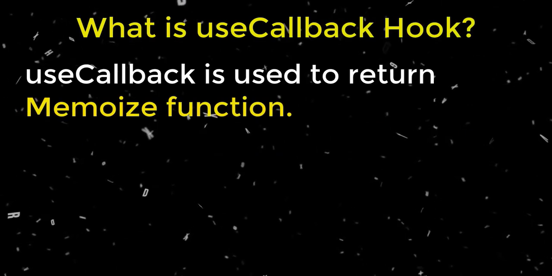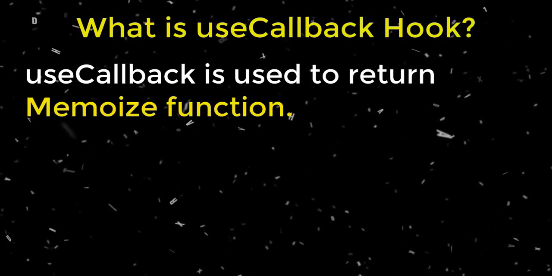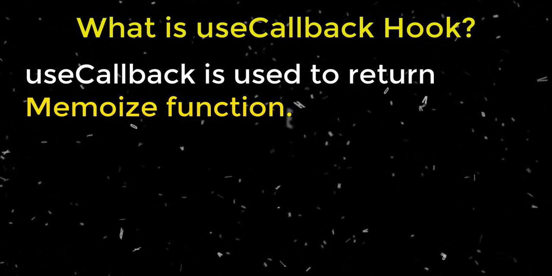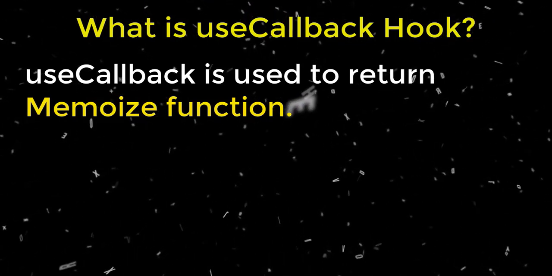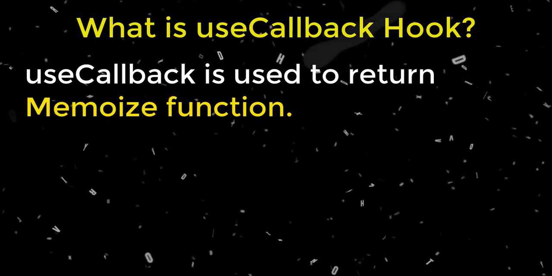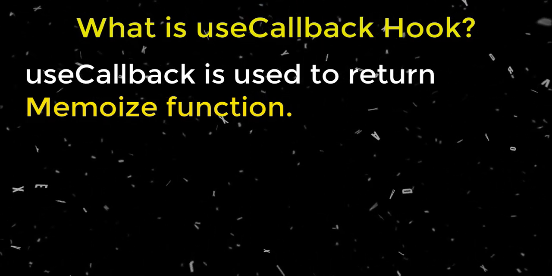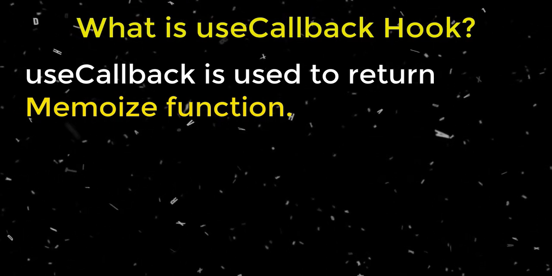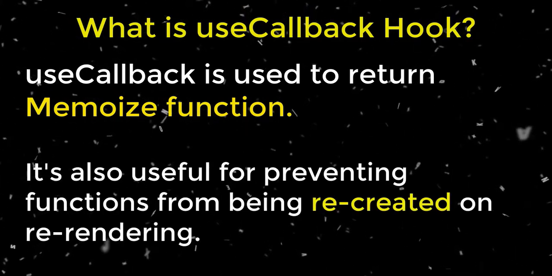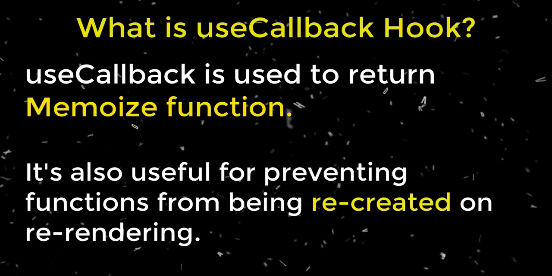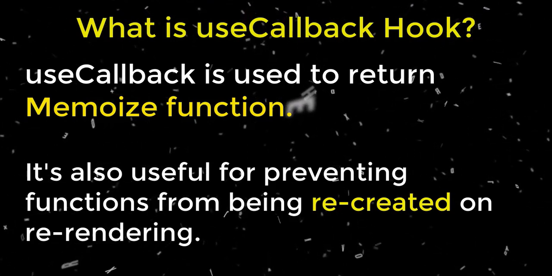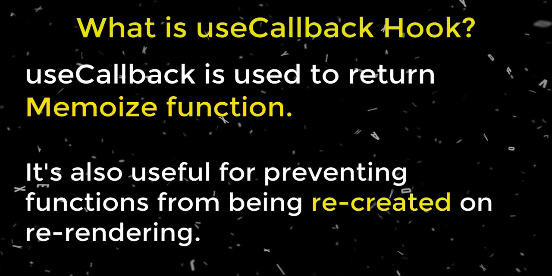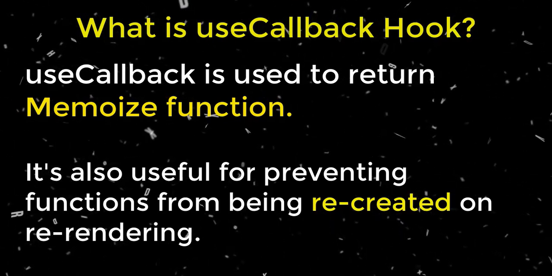What is the useCallback hook? useCallback is used to return a memoized function. In a previous video we learned about the useMemo hook, but that useMemo hook was returning a memoized value, while this useCallback hook returns a memoized function. It is also useful for preventing functions from being recreated and re-rendering. So it may be confusing for you, but let's explain it with an example. You will understand it very well.